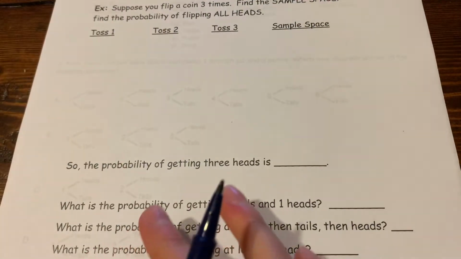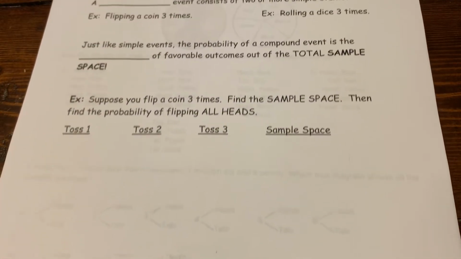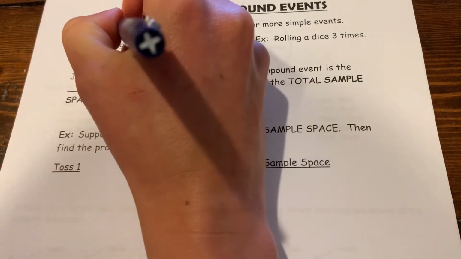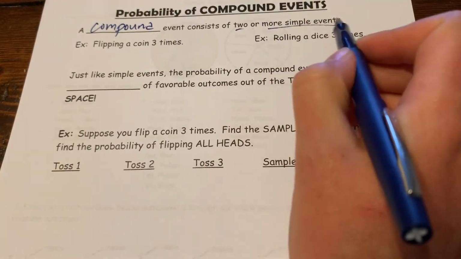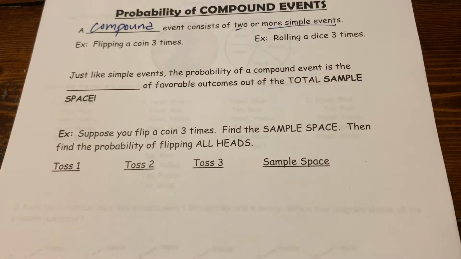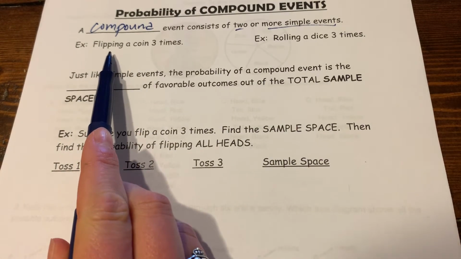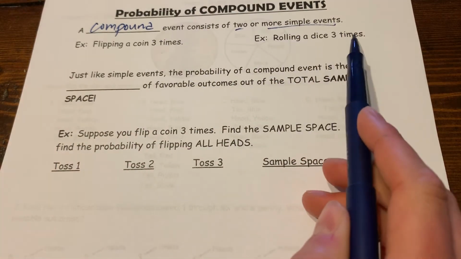All right, let's talk about compound events, which is doing a probability experiment more than once. A compound event consists of 2 or more simple events, and a simple event is something like flipping a coin, rolling a cube, picking a card out of a deck of cards. That would be a very simple event. So a compound event is doing that simple thing multiple times. So for instance, flipping a coin 3 times, rolling a dice 3 times.